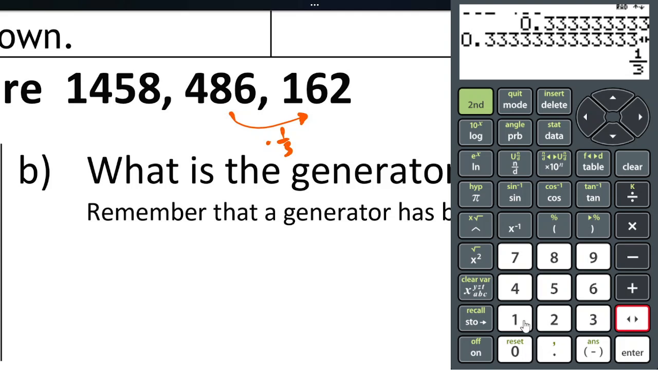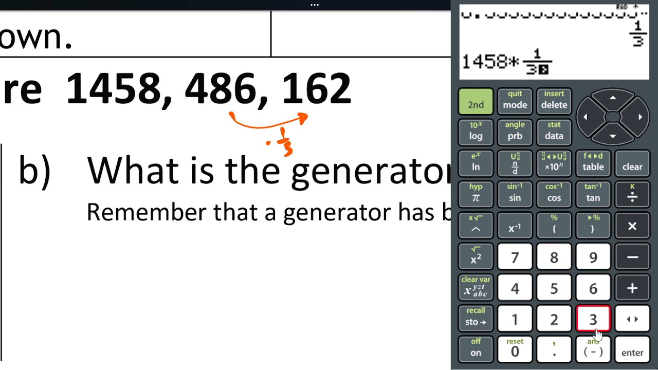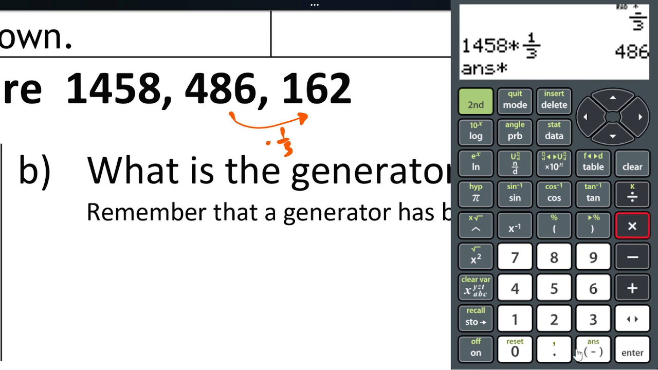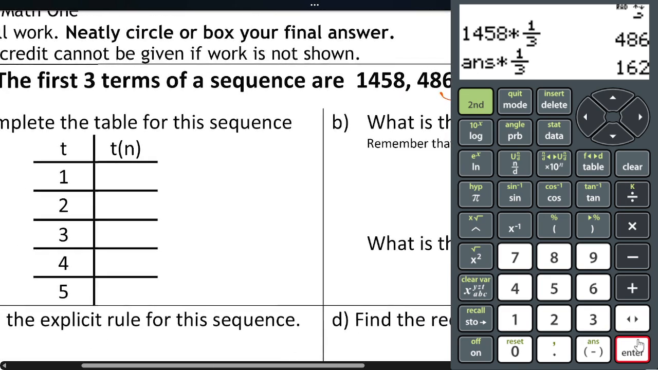So to verify that, I'm going to take the first term, 1458, and I'm going to multiply it by 1/3. And when I do that, you can see I get the middle term. And that's great because I know if I take that and multiply it by 1/3, I'm going to get the last term. So I can see that this is a geometric sequence, and I'm going to generate the terms by multiplying by the number 1/3. So the first thing I'm asked to do is complete this table. So, okay, let's complete it.